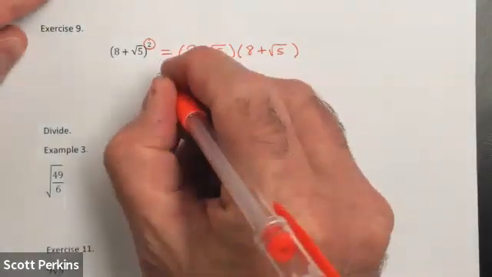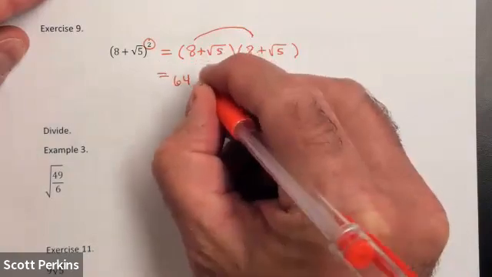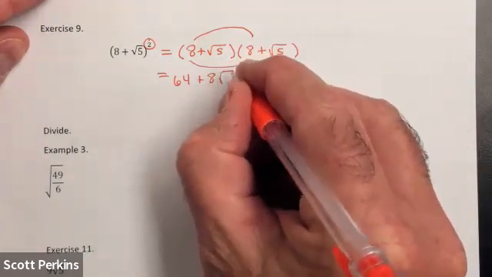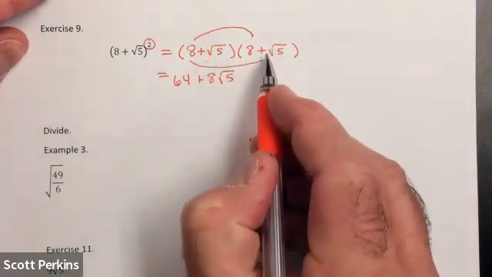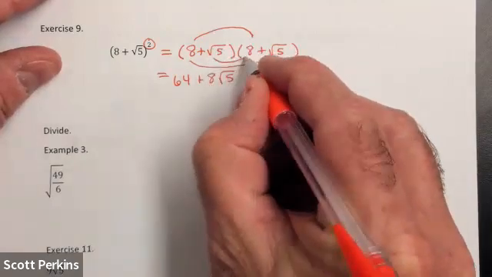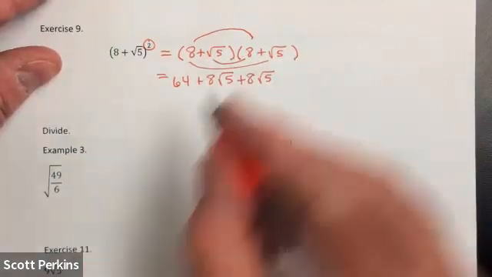Okay, so my first, outers, inners, last. My first, 8 times 8 is 64. And then my outers, 8 times the square root of 5 is 8 square root of 5. Notice because I'm squaring, these things have the same sign. So my outers and inners are not going to cancel like they did on the last problem. So I have another plus 8 square root of 5.